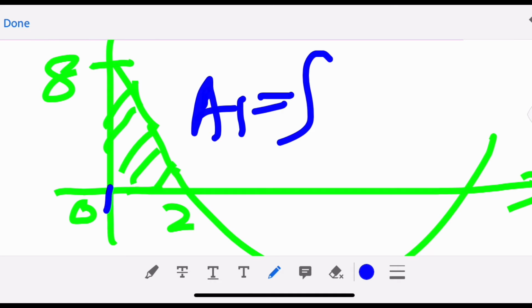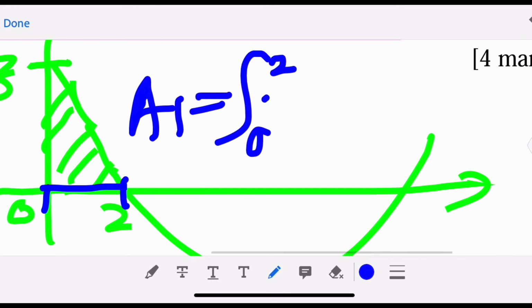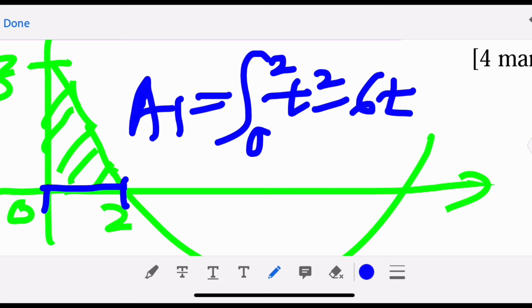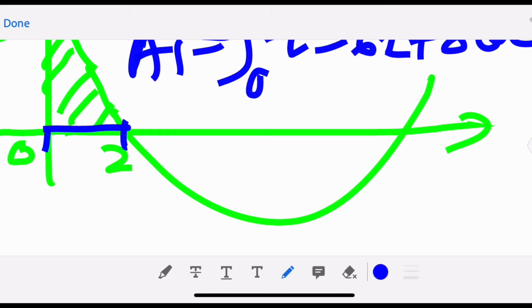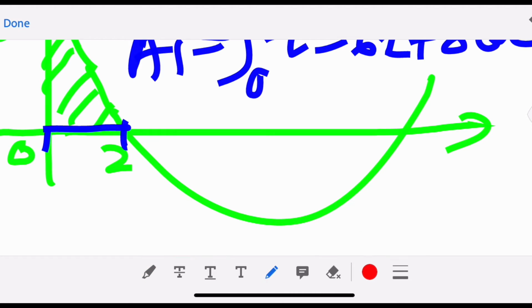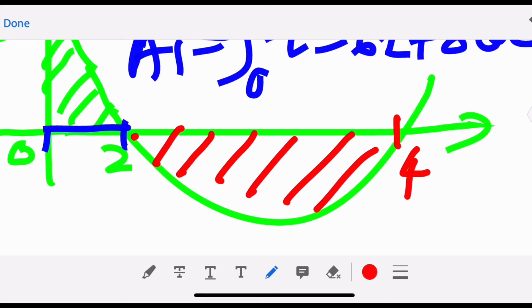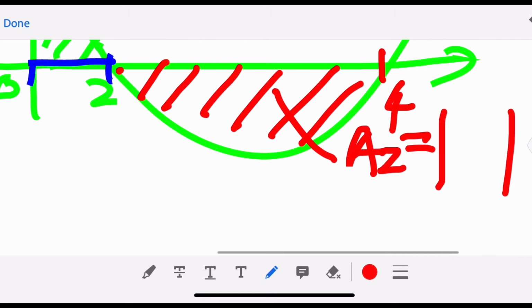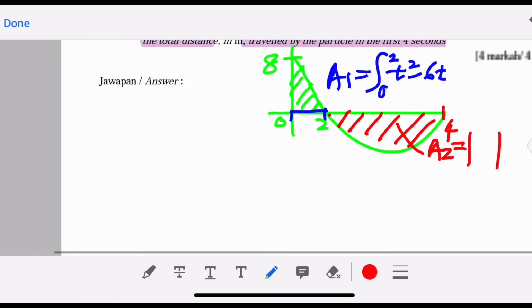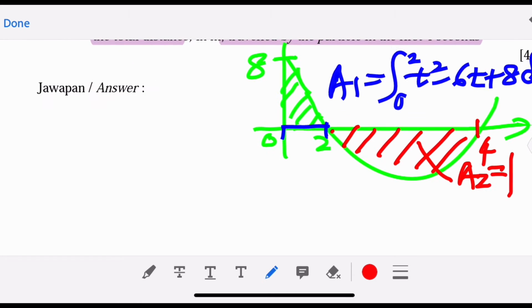Integrate 0 to 2 for the velocity function, t squared minus 6t plus 8 dt. Okay, that will be positive. And for this part, from 2 to 4, the area will be negative. Alright, the area is always positive, but the integration value will be negative. So we need to take the modulus of the answer later on. So now let's focus on A1 first. Later we do A2.